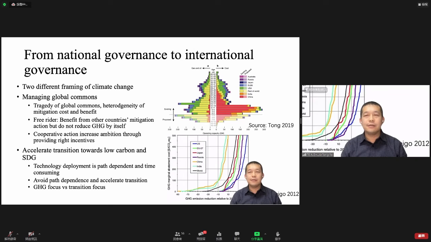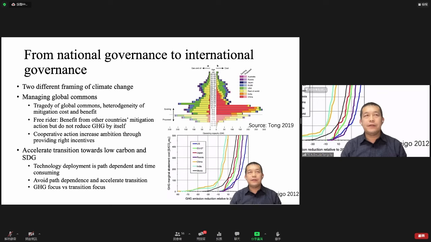And climate change is one example of this global commons. So that is the reason why we need an international governance structure to manage this. Also, international cooperation can be beneficial because the mitigation costs and benefits are different in different countries. The right corner figure shows the different cost curves for different countries. You can see, generally based on the studies, that the developing countries' cost curve is much lower than developed countries'.